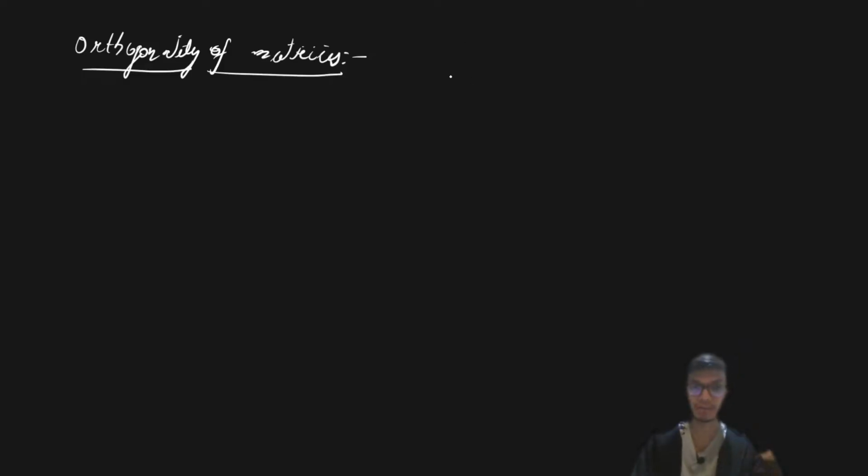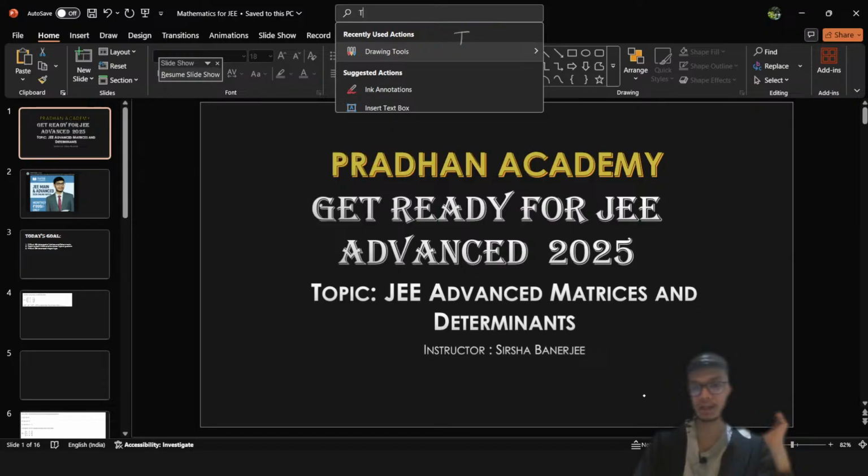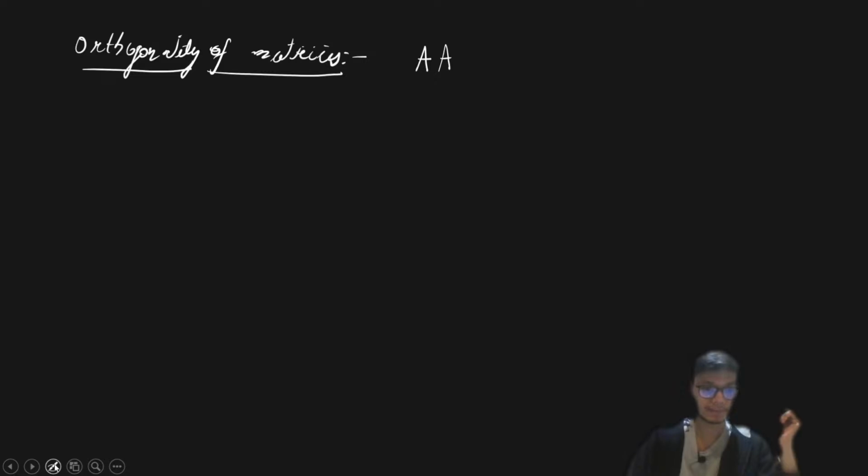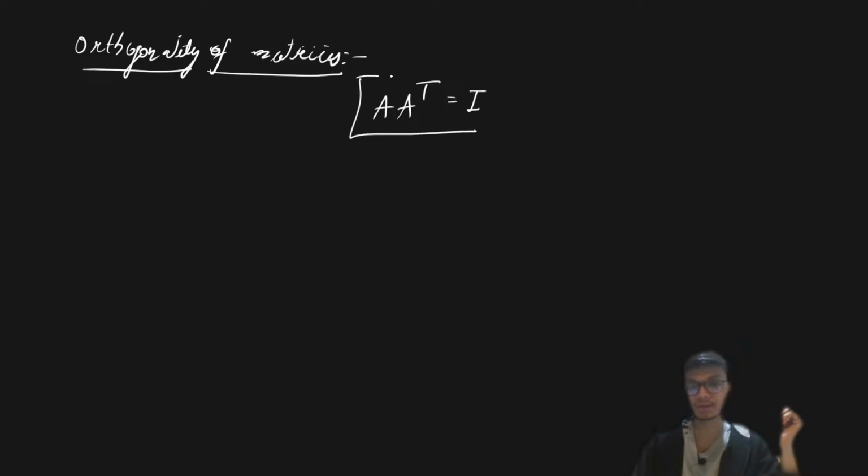It says that if you have a square matrix, let's say a non-zero square matrix A, and you take the multiplication of A and A transpose, and that equals the identity matrix, then we call this matrix an orthogonal matrix. These kinds of matrices are generally called orthogonal matrices. It's a very important concept, and a lot of questions are asked on this topic.